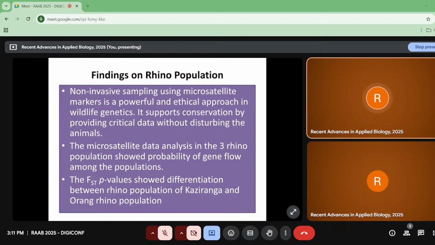Then the third one is the FST. FST shows the differentiation between the rhino population of Kaziranga and the Orang population. So this is one of the most important findings: between the rhino population of Kaziranga and the rhino population of Orang, there is a genetic differentiation between the two populations.